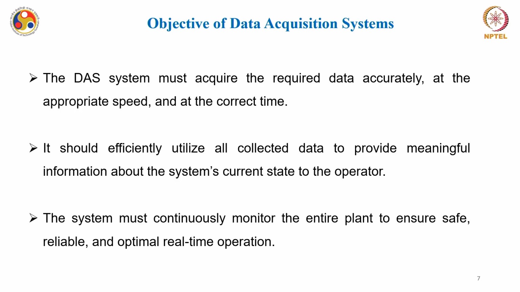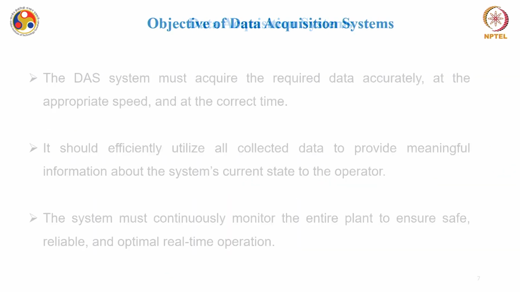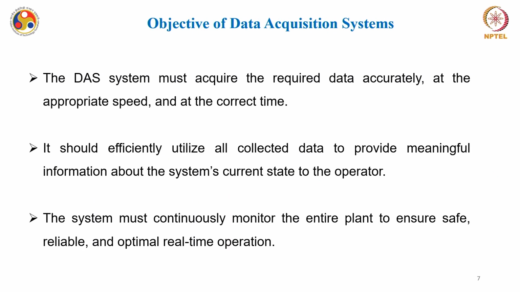So, for example, if I consider the example that we were understanding, now the melting has been done. Now, I have to solidify it in the form of a chair, for example. So, my data acquisition system should acquire the data accurately at an appropriate speed and at the correct time. For example, if the melting is done, it should tell us in real time that the complete melt has happened, or say half of the melt has been done. If I do not have that idea, I may not be able to proceed further for solidifying it.